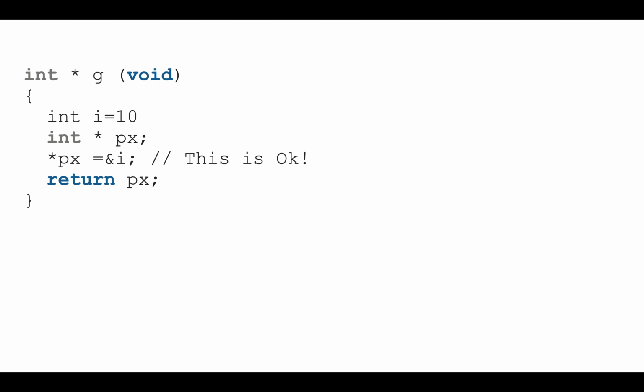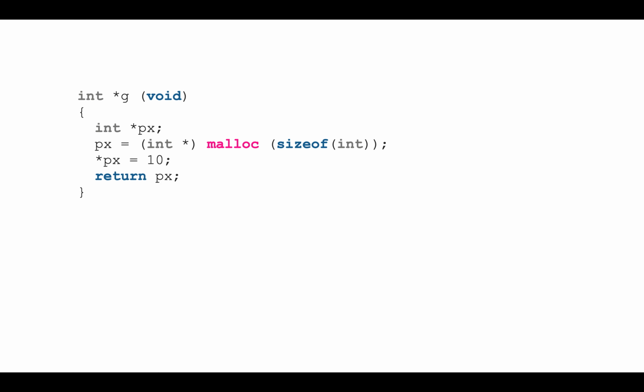Let us discuss P3. Okay, this is program P3. We are defining a pointer variable px, and using the memory allocation function malloc, we are allocating memory to px. It will allocate memory inside your heap segment, and then the address will be returned to px.